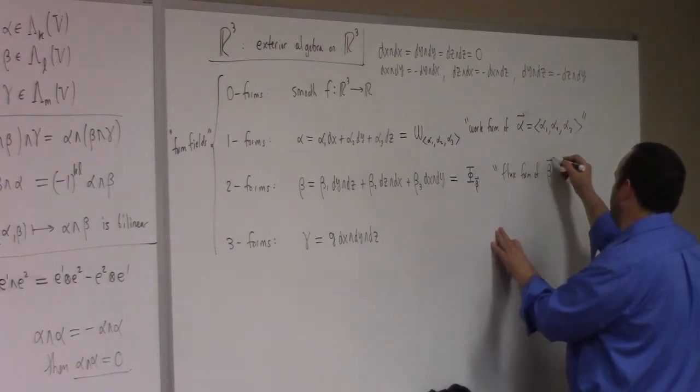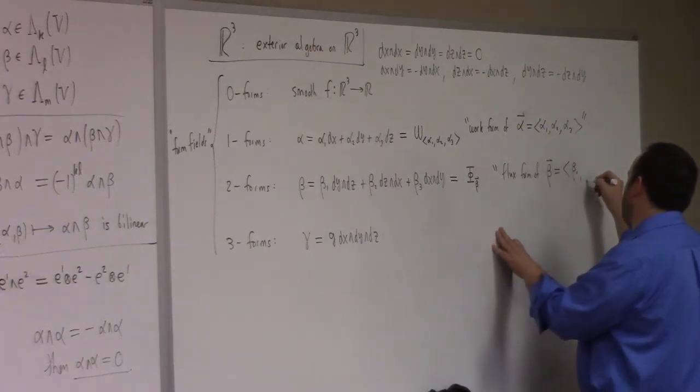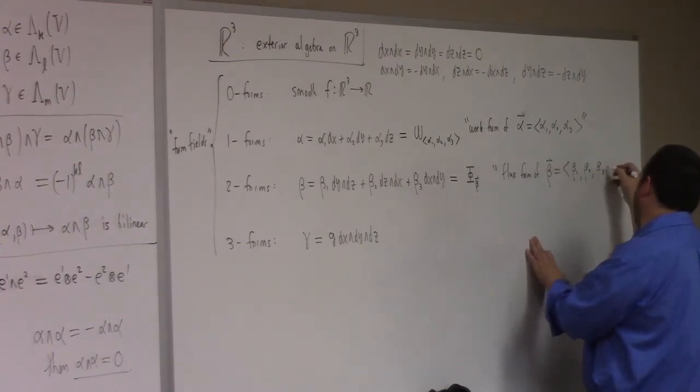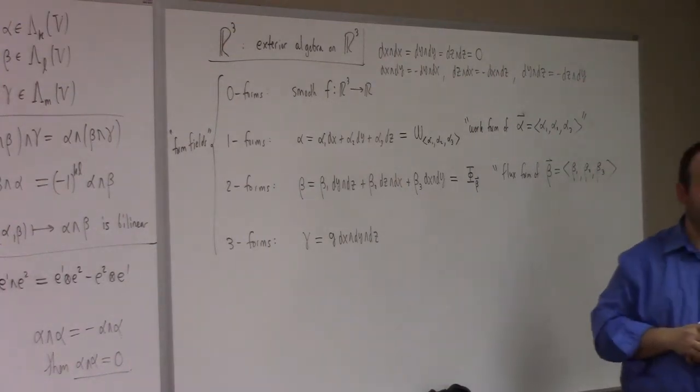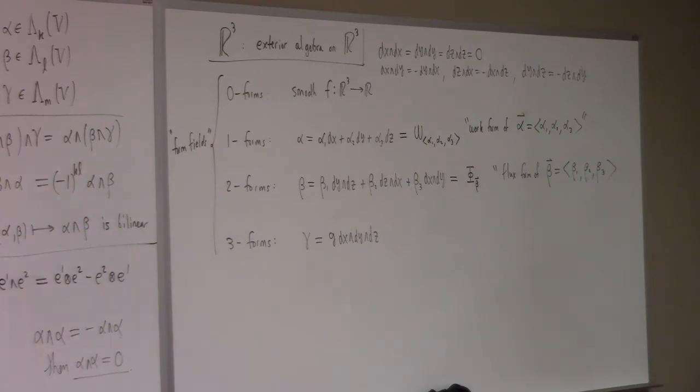Of beta vector, beta 1, beta 2, beta 3. It's the work form, it's the flux form.